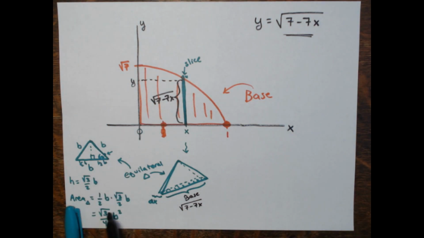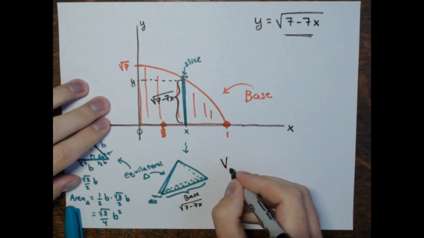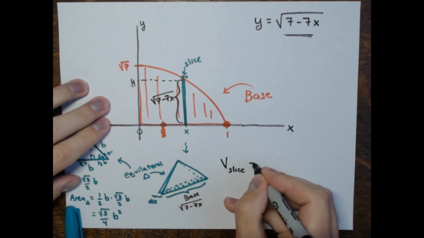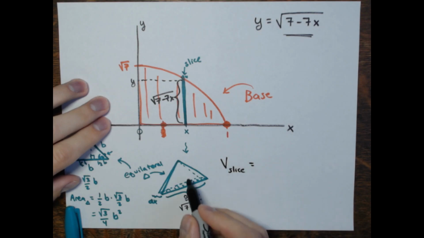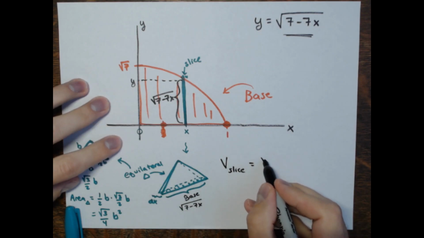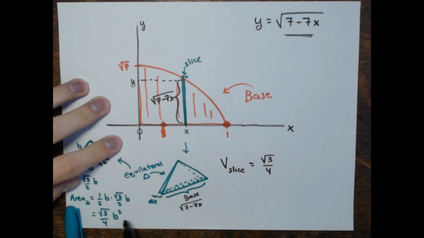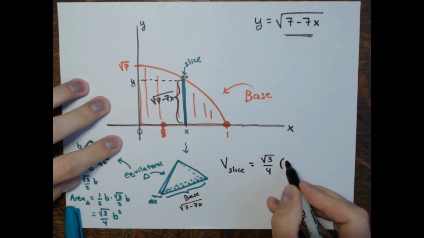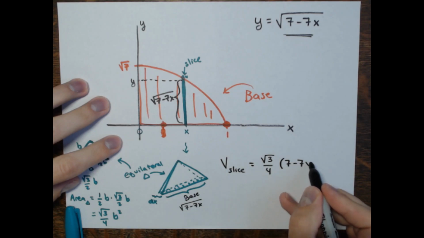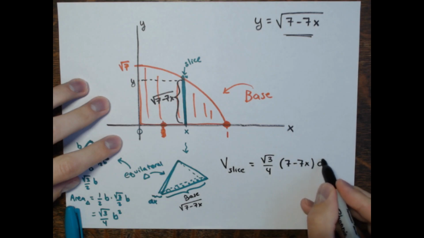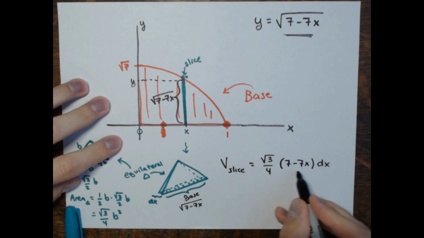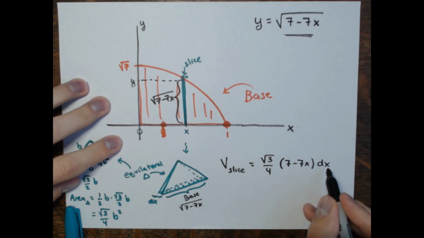All right, so based on what I just said over here about equilateral triangles and their areas, the volume of this slice, V slice, is the area of our base. So the square root of 3 over 4 times the base squared, right? Now when I square the base, the square root will be gone and you'll be left with just 7 minus 7x. And then times the thickness, right? So there's the area of the face, the area of the cross section, times dx, the thickness.